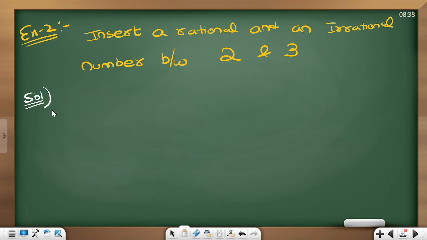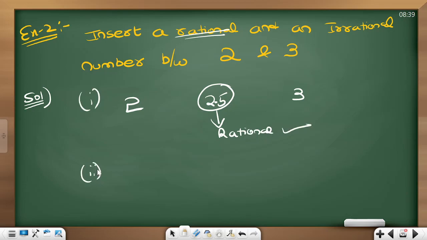I told you rational numbers and irrational numbers are so friendly that between two rational numbers you can find infinite irrational numbers. Between two irrational numbers you can find infinite rational numbers. So first of all, our job is to put a rational number. Very simple. Between 2 and 3, the middle value is exactly 2 plus 3 by 2, it is 2.5. Yes, 2.5 is inserted. That is a rational number. The first job is done.